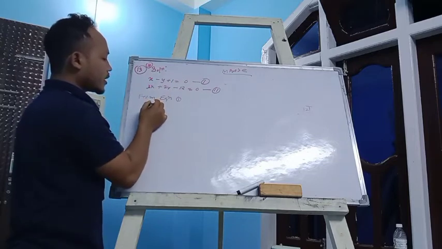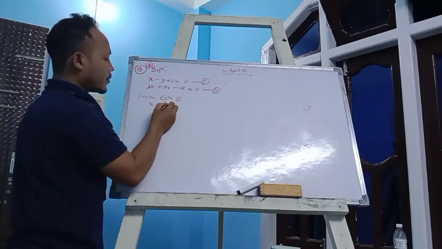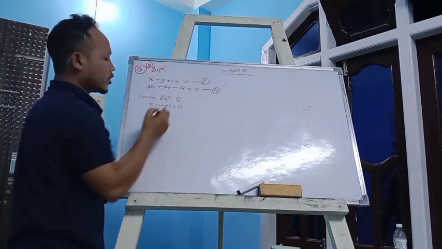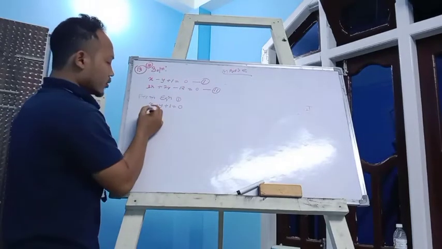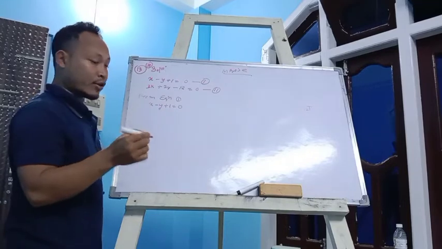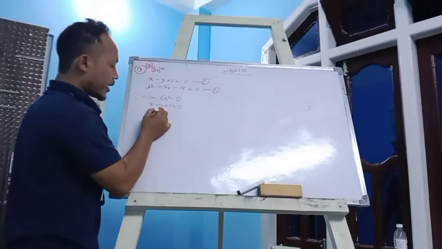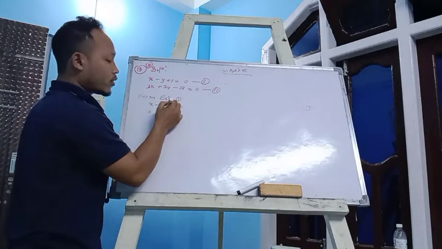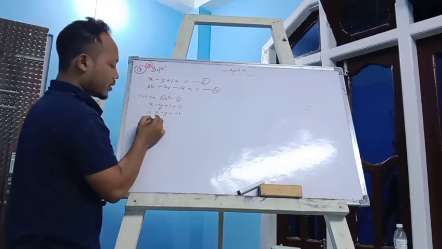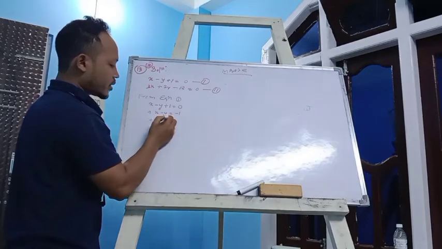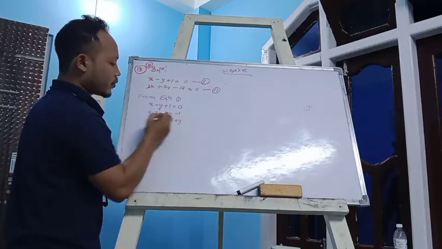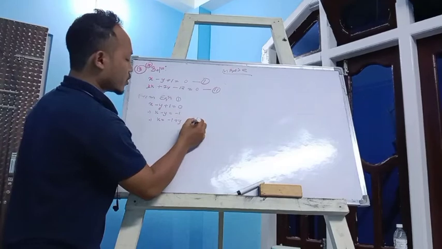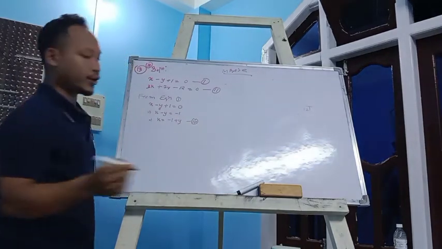The equation 1 is x minus 1 plus 1 is equal to 0. So now I can find the value of x. We have to keep the x and y on this side, and the plus 1 will go to the right as minus 1. And finally, I will have x is equal to minus 1 plus y. This is equation 3.